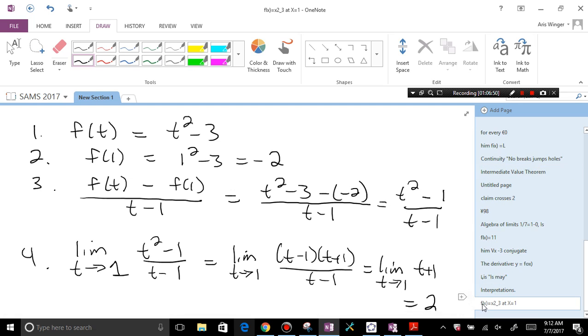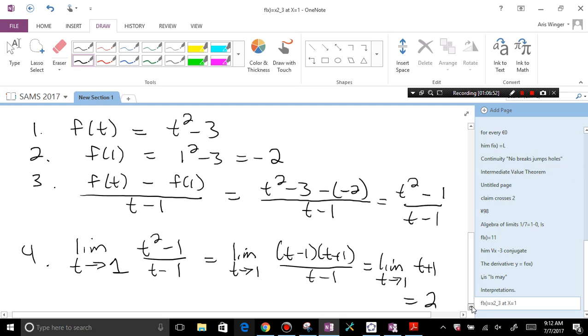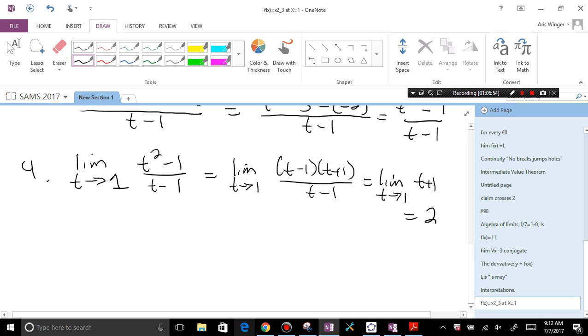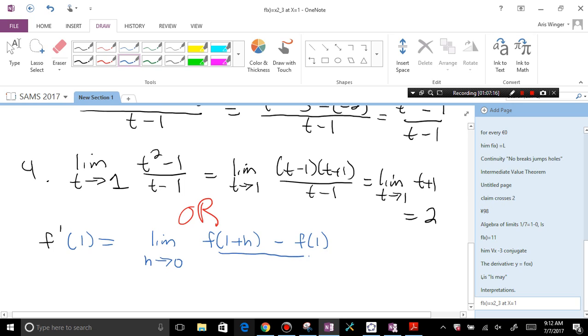Okay. So the other way, if you want to use the other definition, then we're talking about f prime of 1. Or f prime of 1 is equal to the limit as h tends to 0 of f of 1 plus h minus f of 1 all over h.